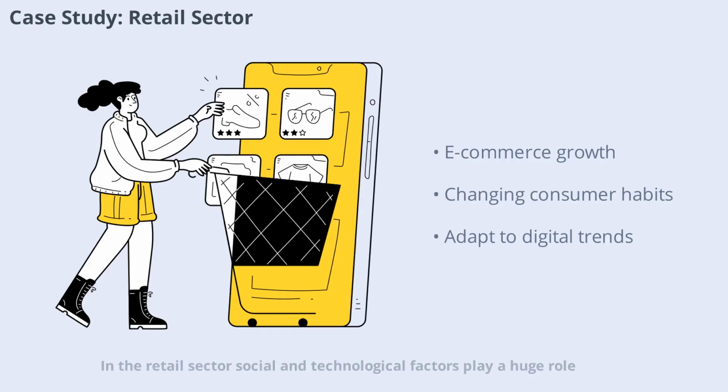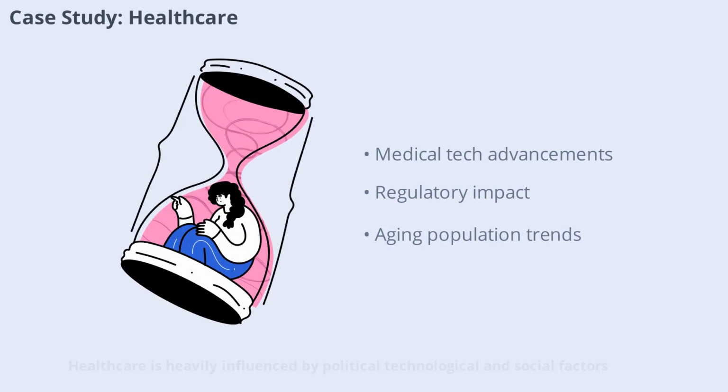In the retail sector, social and technological factors play a huge role. The rise of e-commerce and changing consumer habits have opened up new opportunities for online sales, but also threaten traditional brick-and-mortar stores. Retailers that adapt quickly to digital trends and evolving customer preferences can thrive, while those that lag behind may struggle to survive. Healthcare is heavily influenced by political, technological, and social factors.